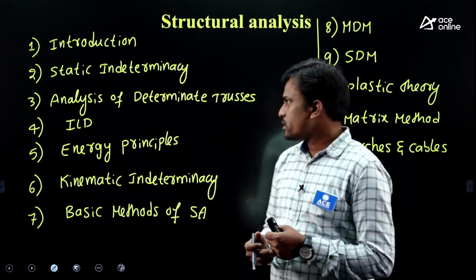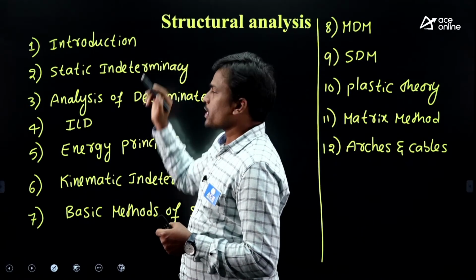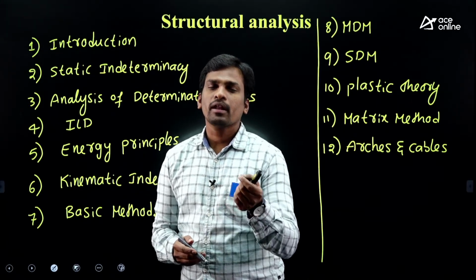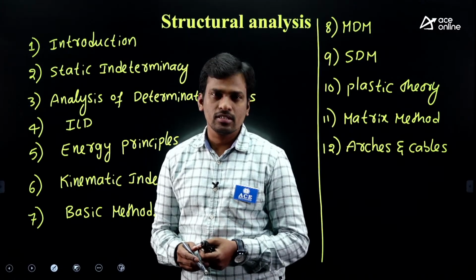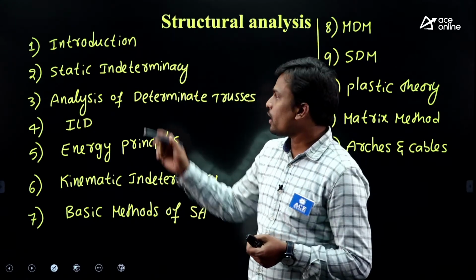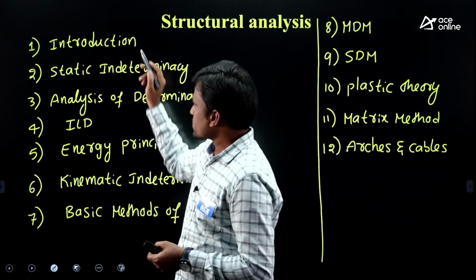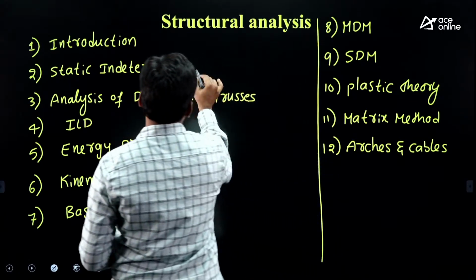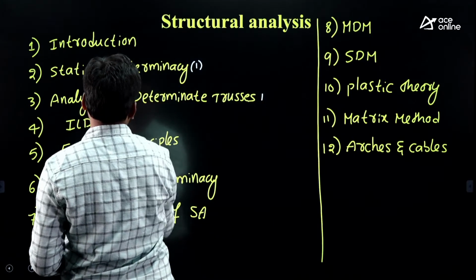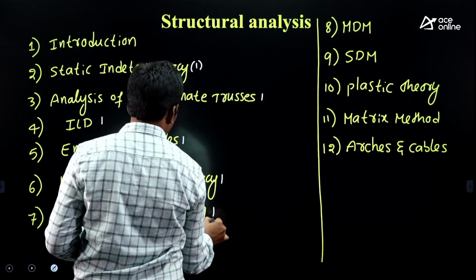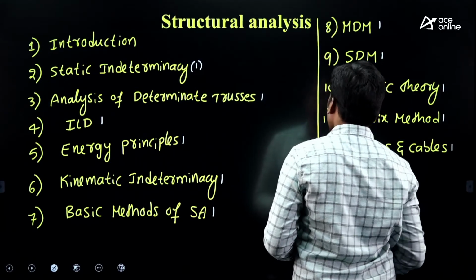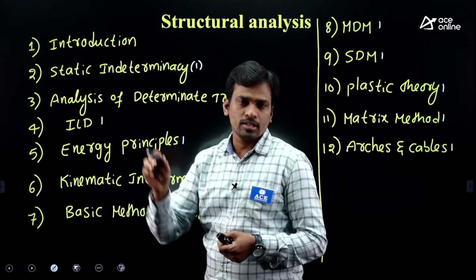I told you that in the first chapter I'll explain only basic concepts: number of supports and reactions, types of supports and reactions, number of equilibrium equations, and a few definitions. Students, the first chapter concepts will be used in each and every chapter. After completing the first chapter, where we discuss basic concepts, next we'll start static indeterminacy.